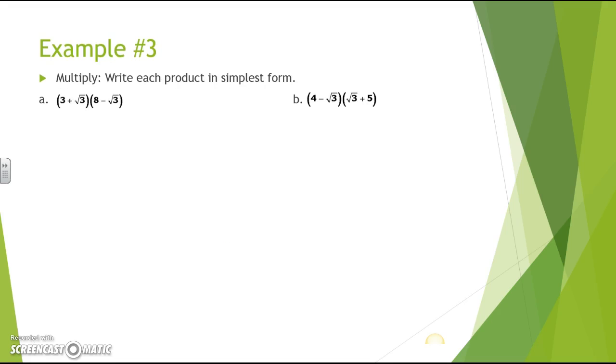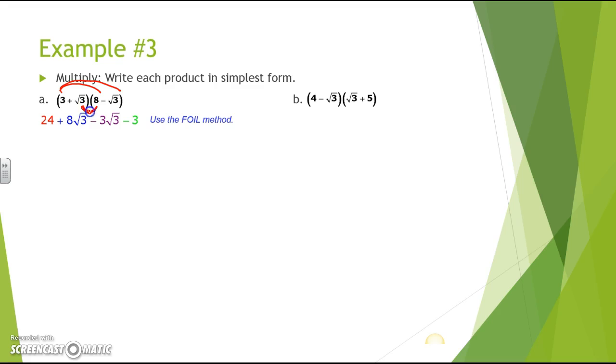Let's do some examples of this. We have 3 plus the square root of 3 in one set of parentheses, and in the second set, 8 minus the square root of 3. We use the FOIL method to solve this. First, we multiply 3 times 8, which gives me 24. Then you multiply the outers, 3 times the negative square root of 3. Notice there's a negative in front, so it's minus 3 times the square root of 3.